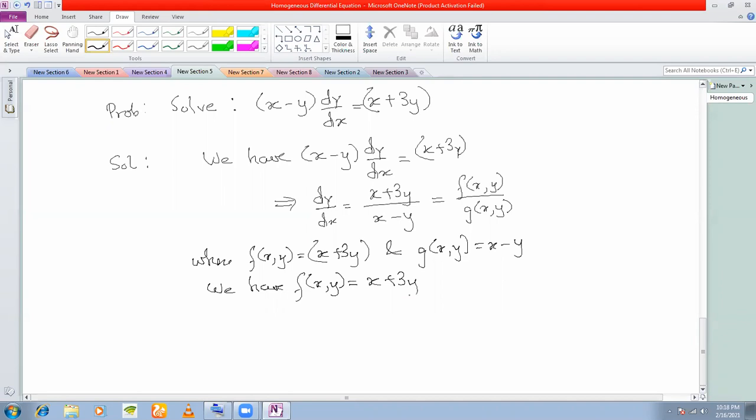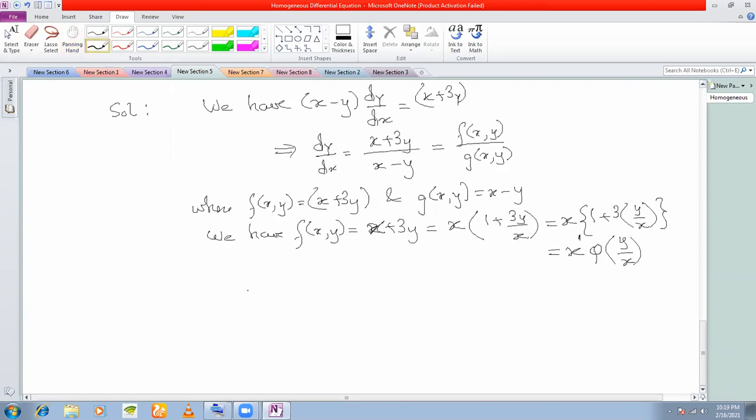So what you do here is, what do you see? The highest power of x here is 1, right? So we take x common. So what are we left with? 1 plus 3y by x, right? So I can write this as x into 1 plus 3 times y by x. That means f(x,y) has been expressed in the form x to the power of 1 into some function of y by x. That means what is the degree of f(x,y)? Therefore, f(x,y) is definitely a homogeneous function, right?